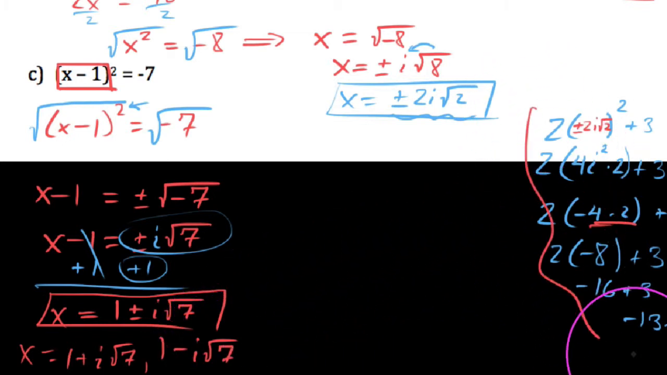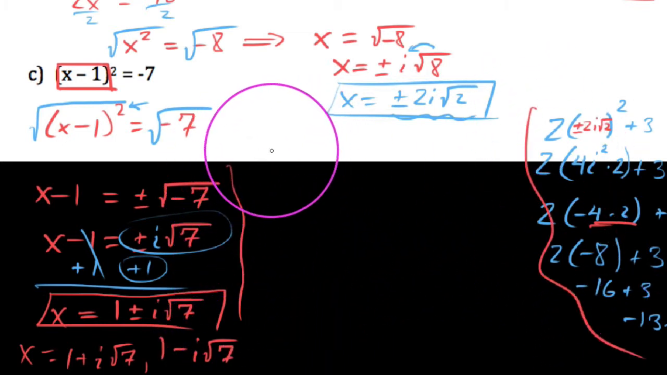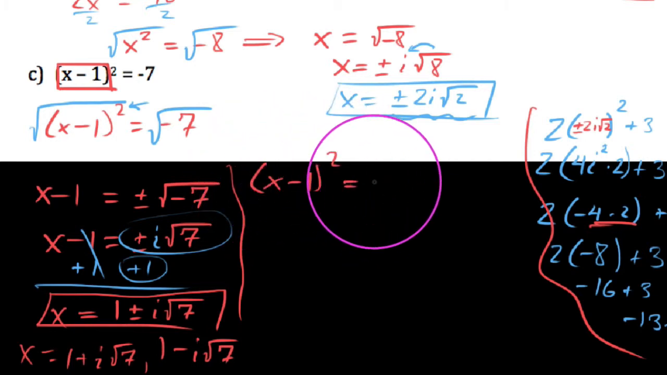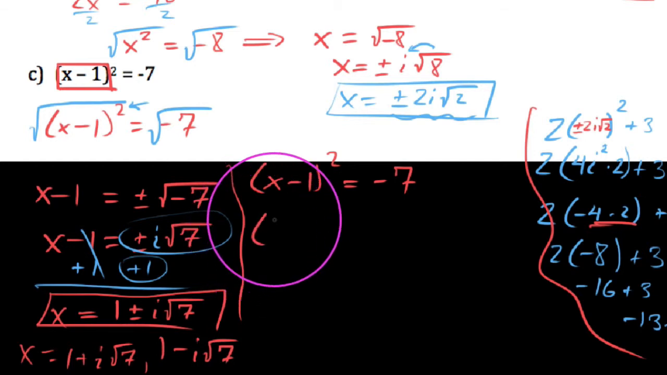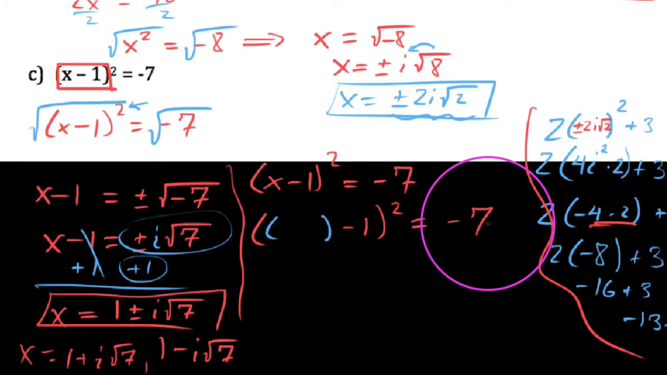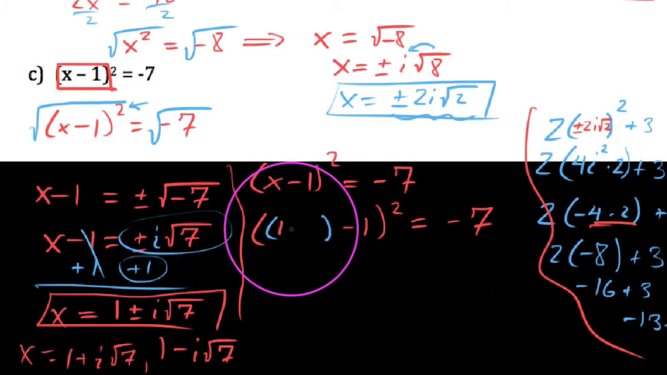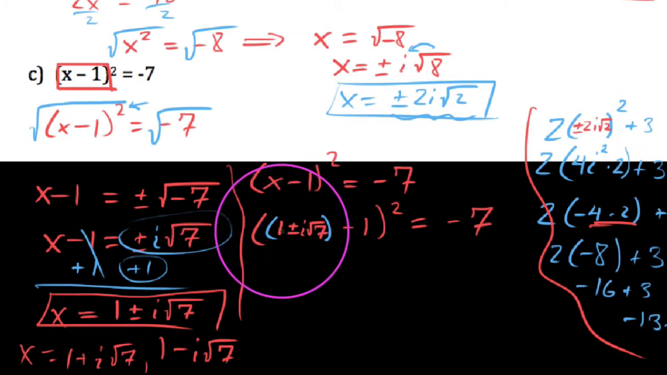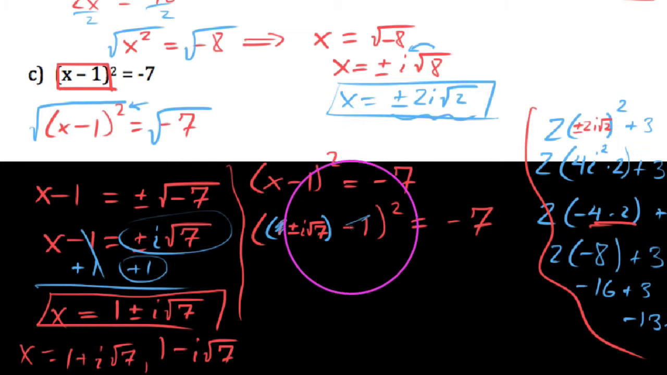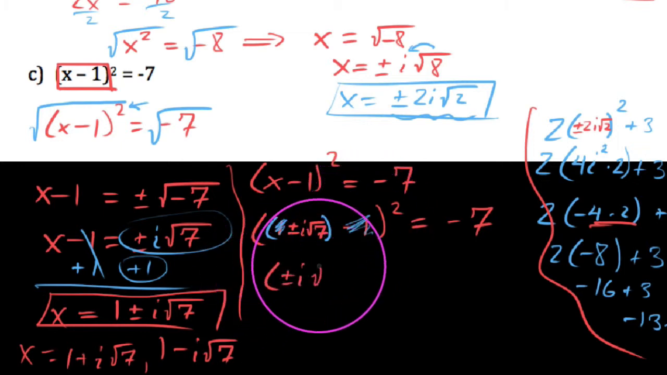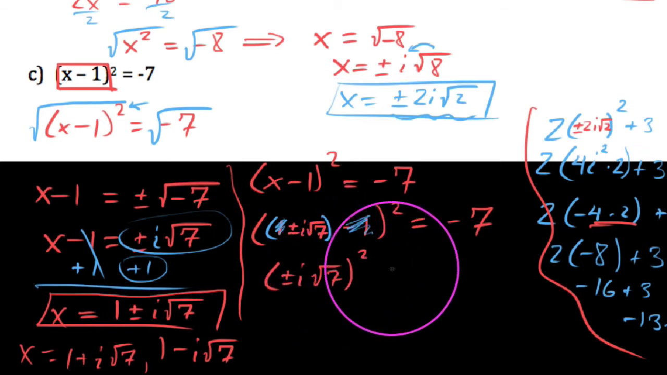So plugging this back in, the original equation said (x minus 1) quantity squared is equal to negative 7. And so we're plugging in for this x on the inside 1 plus or minus i square root of 7. What I want us to recognize here is that these two ones, positive 1 and negative 1, cancel out, and it simplifies down into plus or minus i radical 7 being squared equals negative 7.